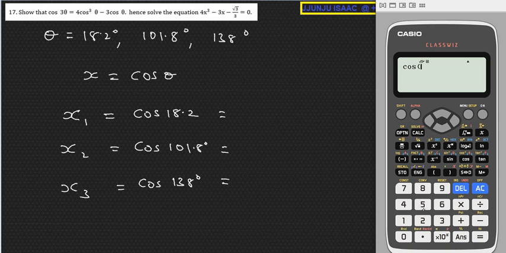Cos 18.2, we get 0.9. Another root, we are going to have a cos of 101.8, which is negative 0.2, and finally 138, which is negative 0.7.